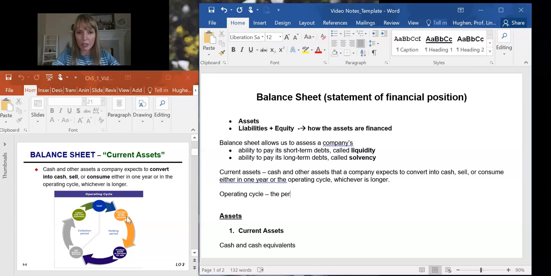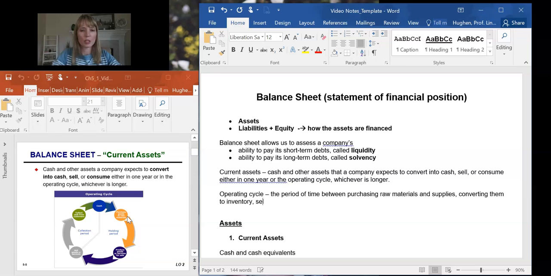So the operating cycle is defined as the period of time between purchasing raw materials and supplies, converting them to inventory, selling them to customers, and collecting the cash from those customers.